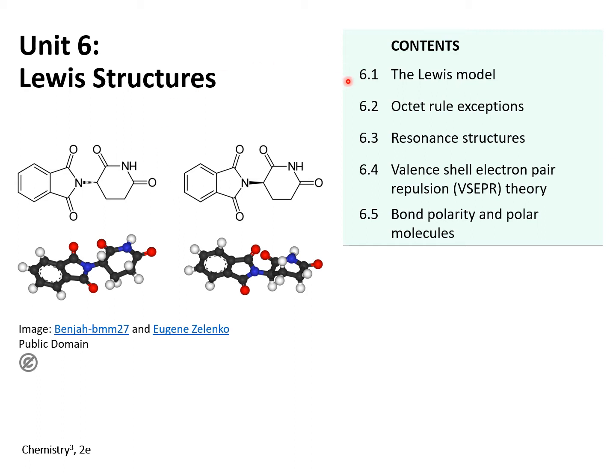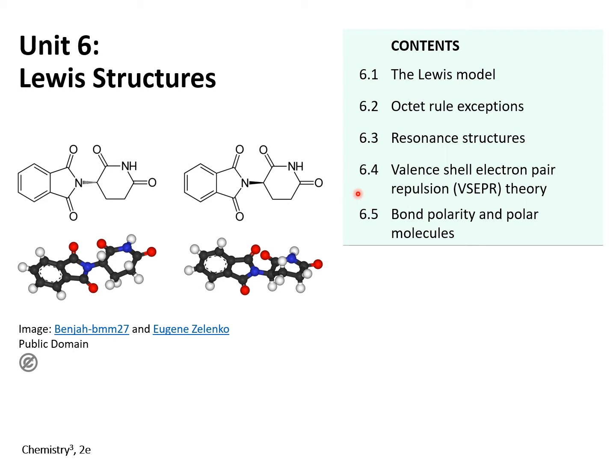The starting point for this unit is learning how to draw the Lewis structure for any given molecule. Next, we'll move to exceptions to the octet rule, and then we will learn that since for some molecules we cannot represent them as a single Lewis structure, we represent these molecules as a resonance hybrid of two or more Lewis structures.